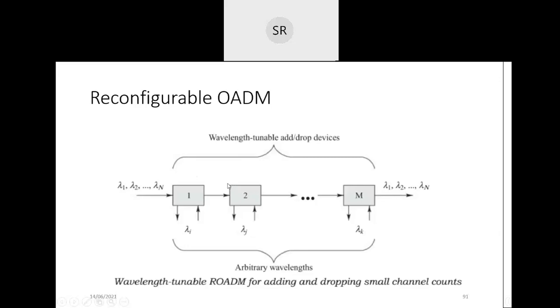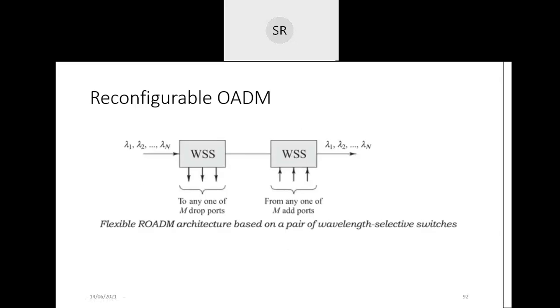Another example is here, a wavelength tunable add drop device, and that is for the given particular wavelength. That is about a reconfigurable add drop multiplexer here. Or we can use a reconfigurable optical add drop, in which we will use a wavelength switching network here. It depends upon what the wavelength will be.